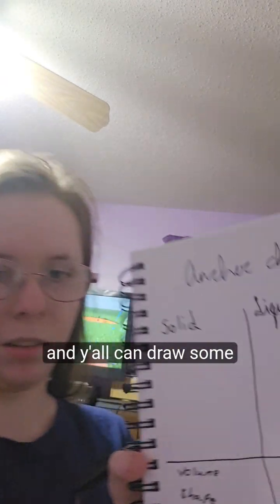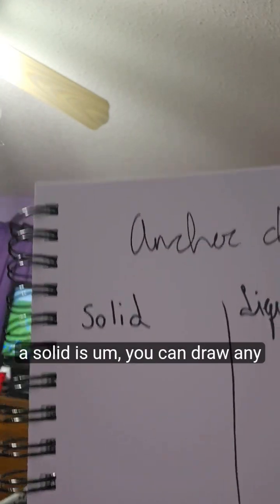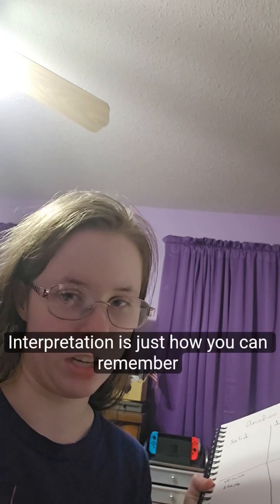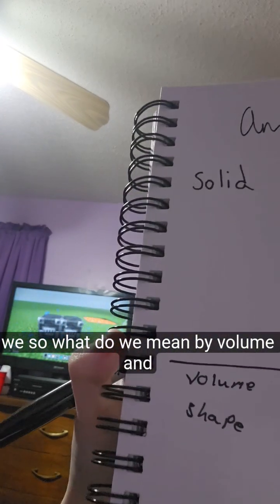And y'all can draw some examples of what you believe a solid is. You can draw any example. There's no right or wrong interpretation. It's just how you can remember it. So what do we mean by volume and shape?